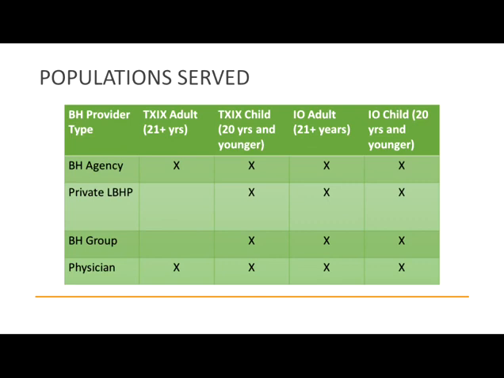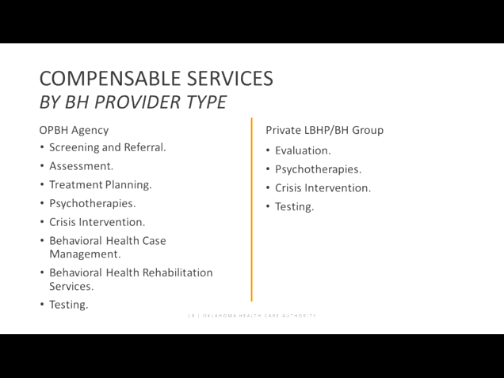So it's very important. And probably the hardest thing that we run into are when a provider has been in an agency setting and they go into the group or clinic or individual setting, they don't realize that you can only see kids under that. So it's very important to know who you can see based on the type of contract you have with the Oklahoma Healthcare Authority.